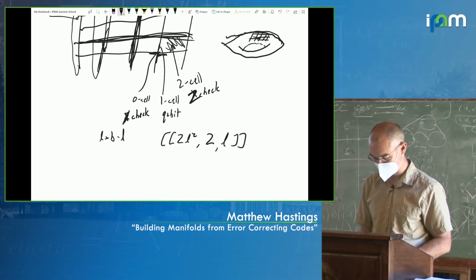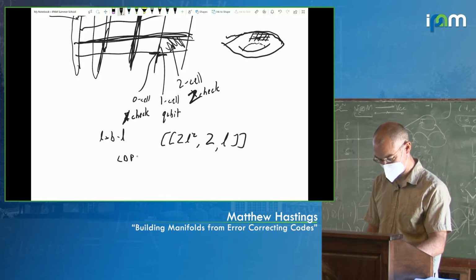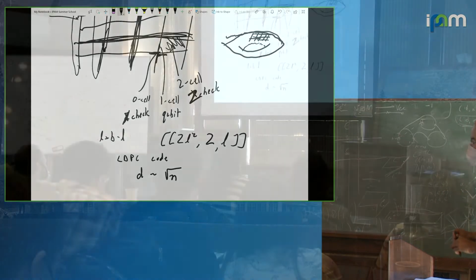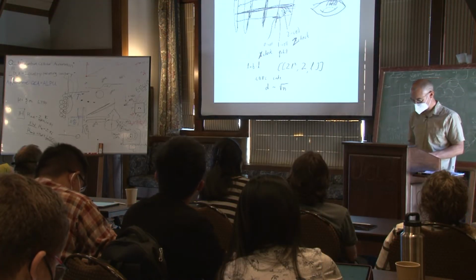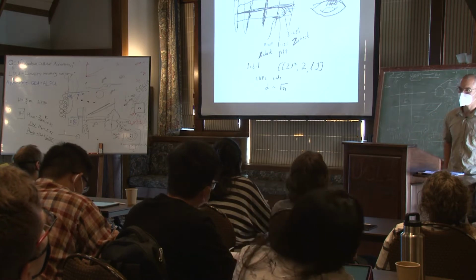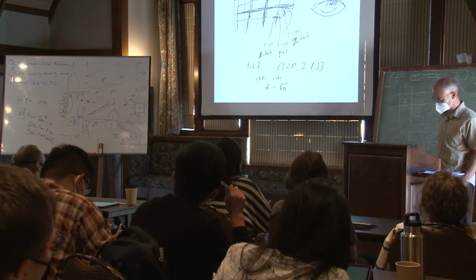You can improve the constants a little bit, and this is an LDPC code. D is proportional to square root n in this case. This is the toric code. It was sort of hard to beat square root n. And for a long time, there was this barrier of, can you do better than square root n?